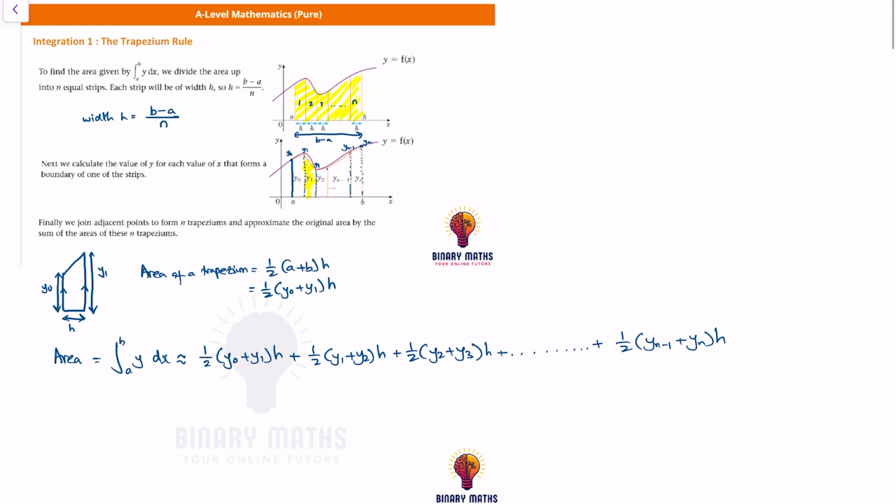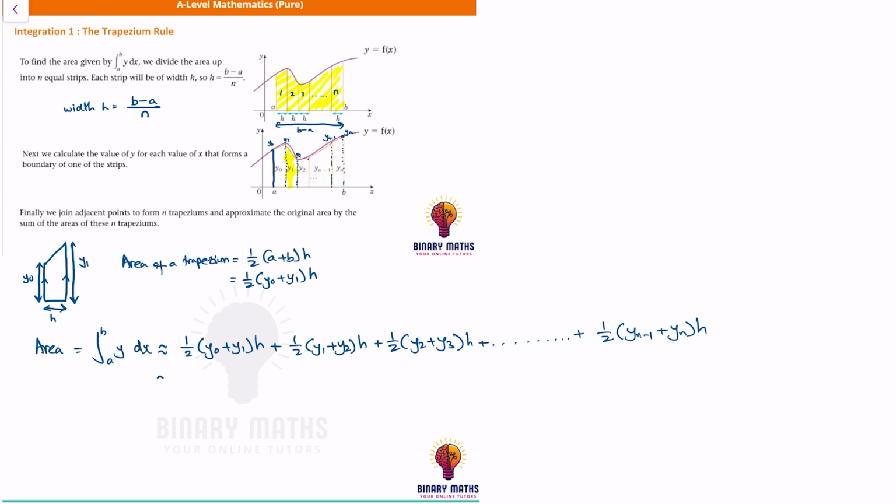Now you can see there's a common factor of half h here. So I can factorize the half h out. Inside the square bracket, I get y0 plus y1 from the first bracket, plus y1 plus y2 from the second bracket, plus y2 plus y3 from the third bracket, all the way up to yn minus 2 plus yn minus 1, and the last one will be yn minus 1 plus yn.